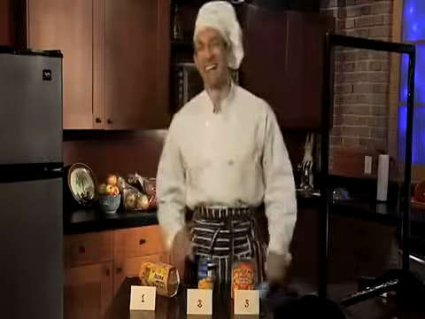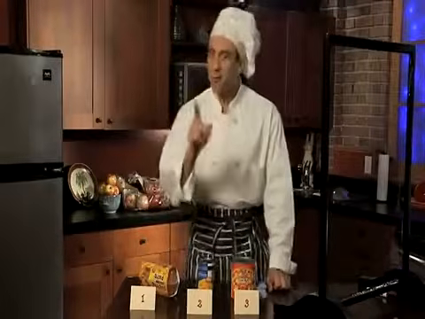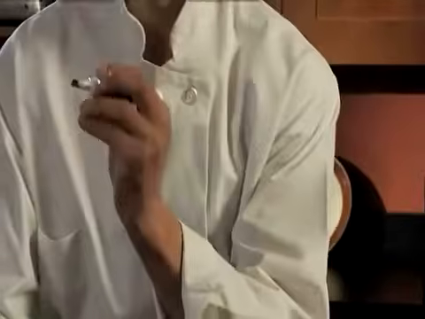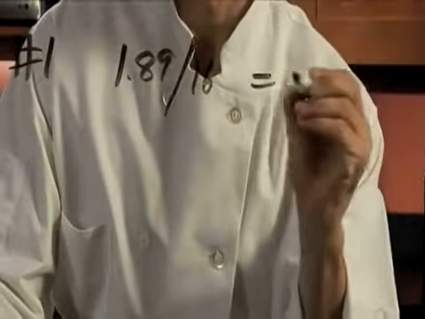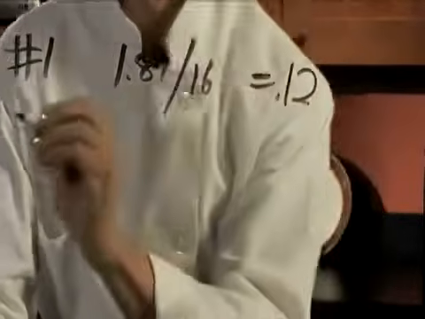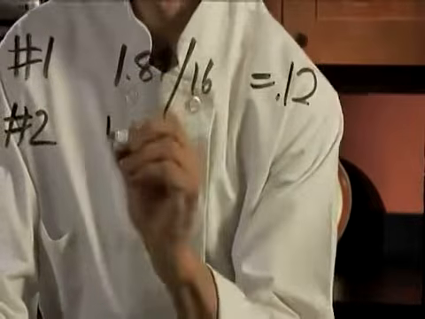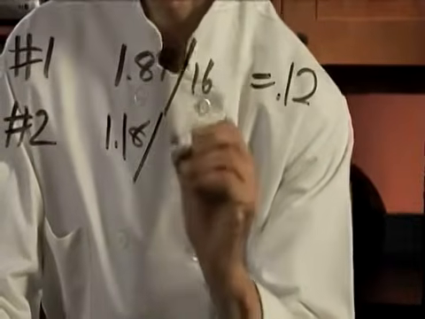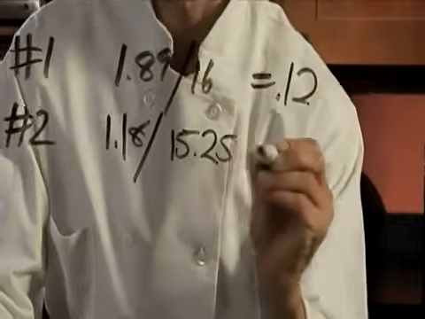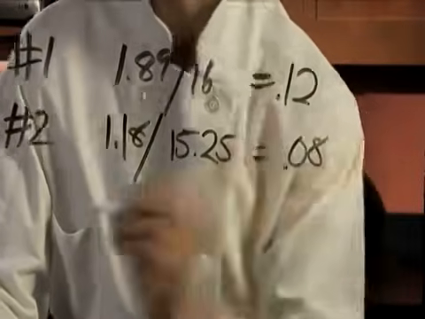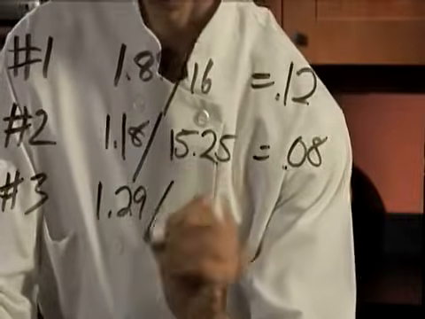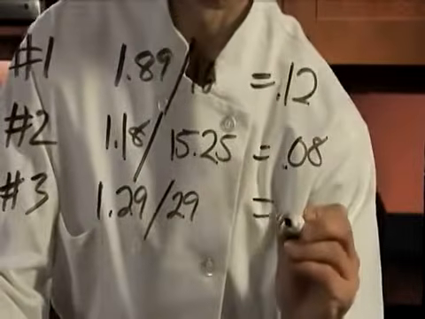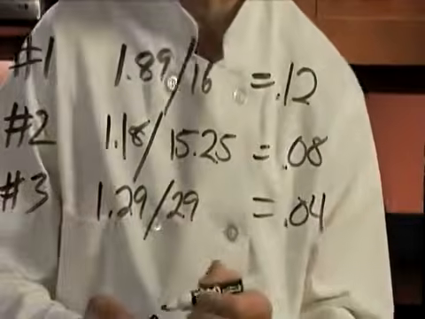Ding, ding, ding! Time's up. The calculations are as follows. Option number 1, $1.89 divided by 16 ounces. That's about 12 cents per ounce. Option number 2, $1.18 divided by 15.25 is 8 cents per ounce. Option number 3, $1.29 divided by 29 is roughly 4 cents per ounce.